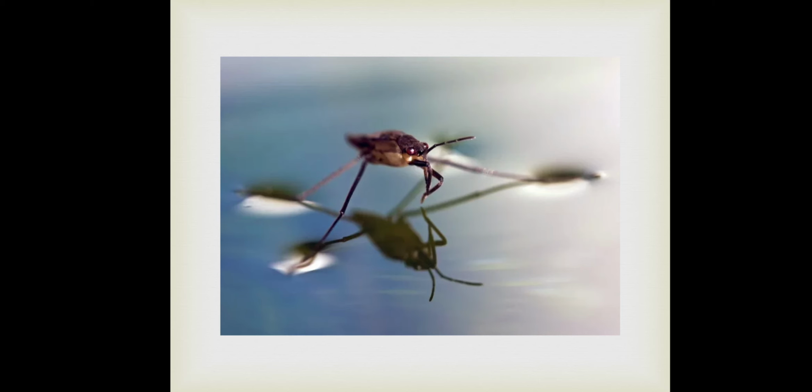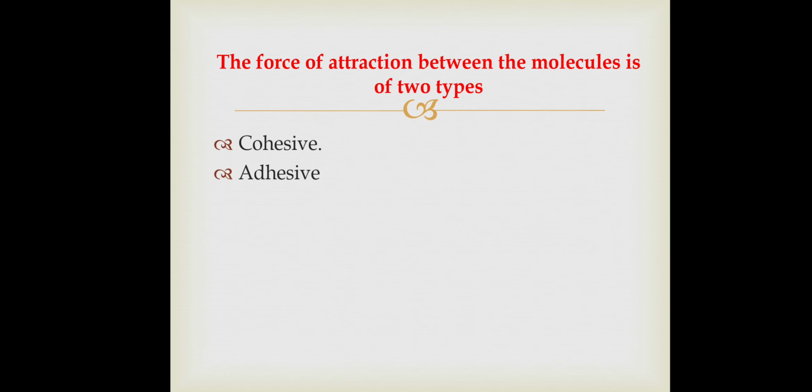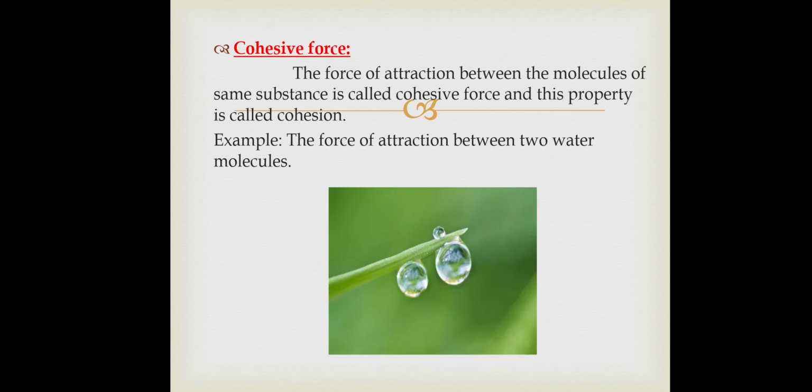The concept of surface tension of a liquid on the basis of molecular theory can be explained on the basis of interaction forces. The molecule of a liquid exerts a force of attraction on other molecules of the same substance as well as on different substances. The force of attraction between molecules is of two types, cohesive and adhesive. First one is cohesive force.